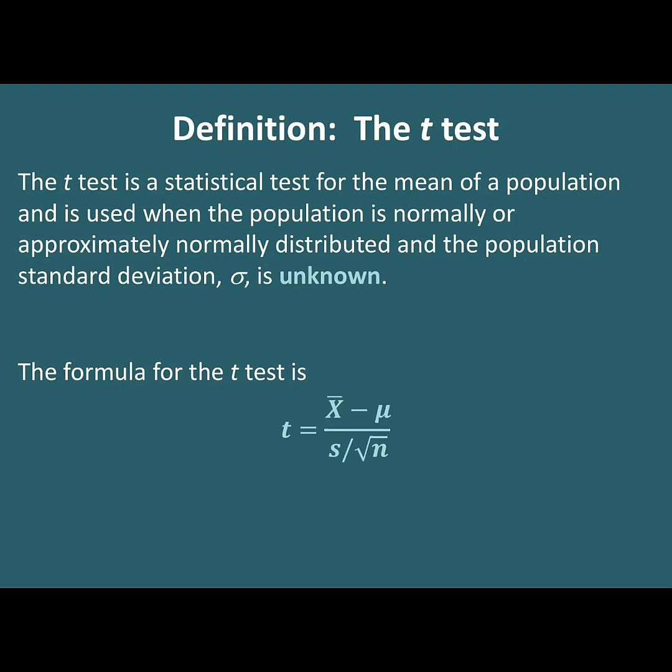Here is the formula for the t-test. Notice that it's similar to the formula for the z-score, but not quite, with the denominator being slightly different. Once again, degrees of freedom are n-1.